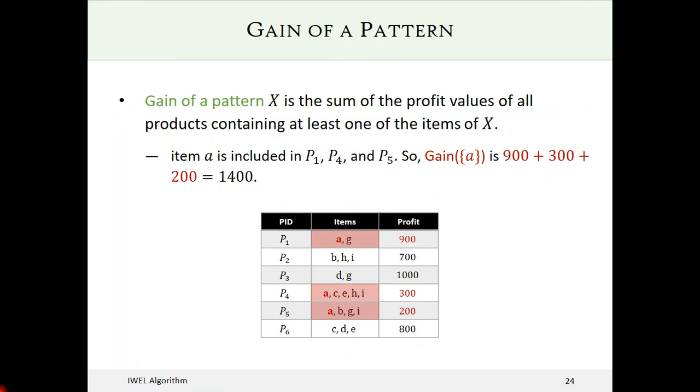Now we first define some concepts. The first one is the gain of a pattern. The gain of a pattern X is the sum of the profit values of all products containing at least one of the items of X. For example, because item A is included in products P1, P4, and P5, as you can see in the picture, the gain of A is equal to 900, the profit of product P1, plus 300, the profit of P4, plus 200, the profit of P5, which sums up to 1400.